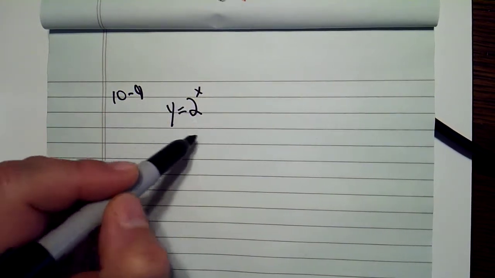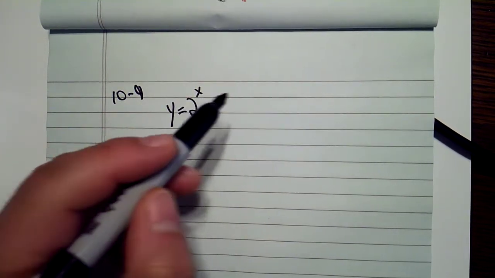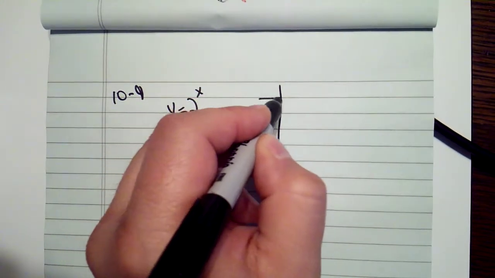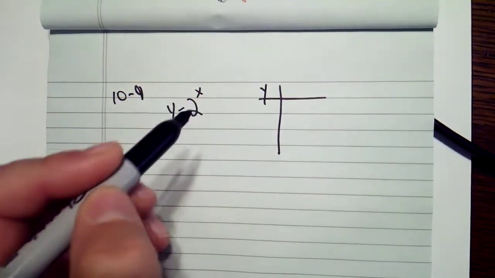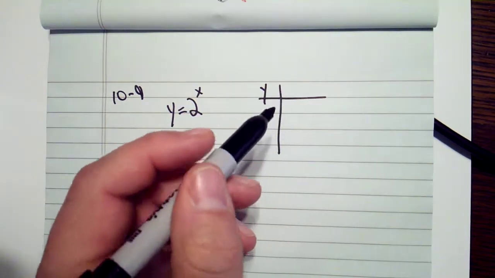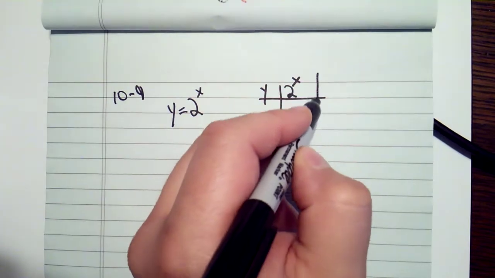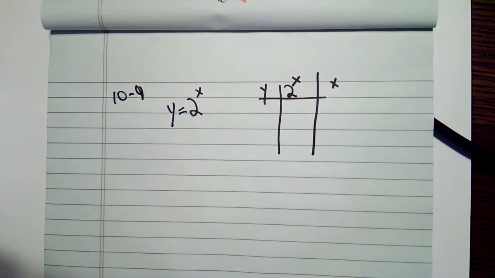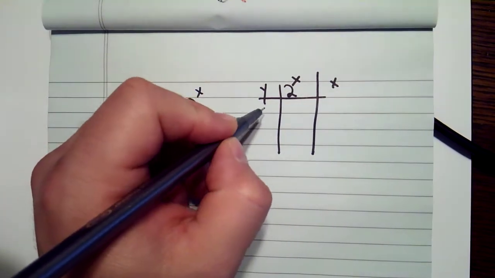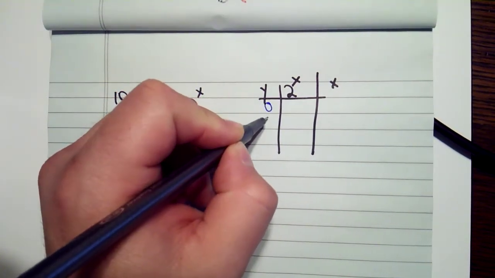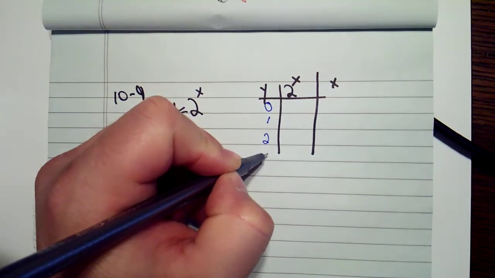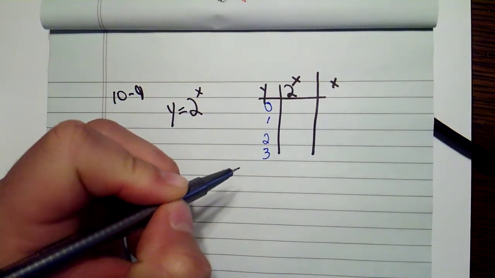So if we wanted to figure out what some of the points for this function were, the easiest way to do it is to make a table, right? We would say, what's our y value? I'm going to put 2^x here because I don't know what that is. And then over here, I'm going to put my x value. Just like with other stuff where we got to pick our numbers, we want to pick the easiest numbers possible. So I'm going to pick 0, 1, 2, and we'll do 3 also.